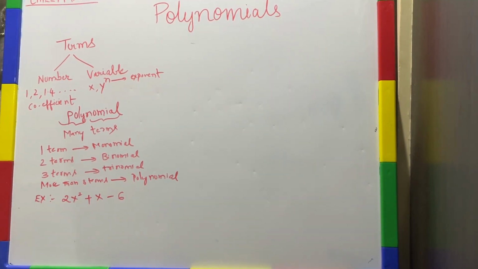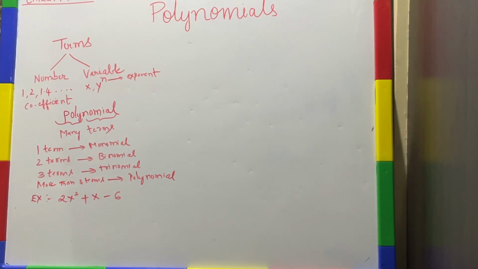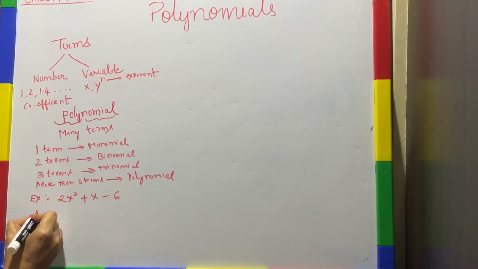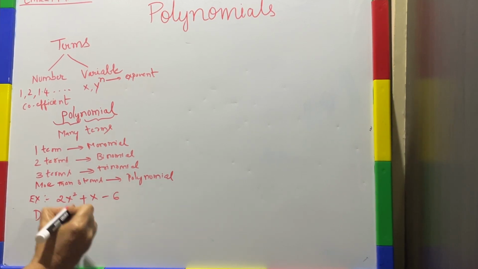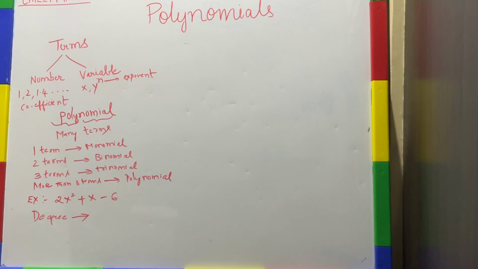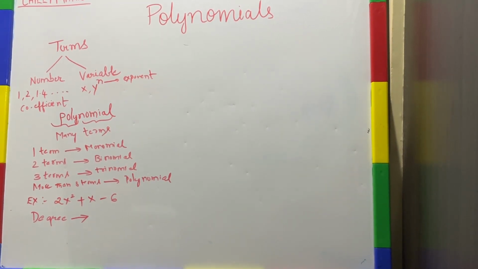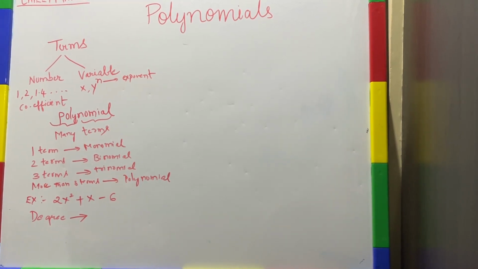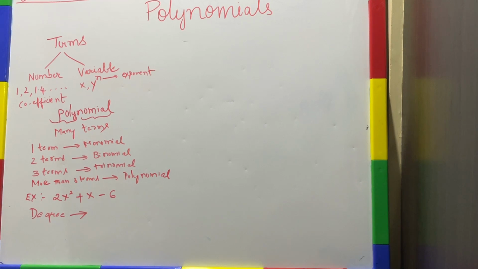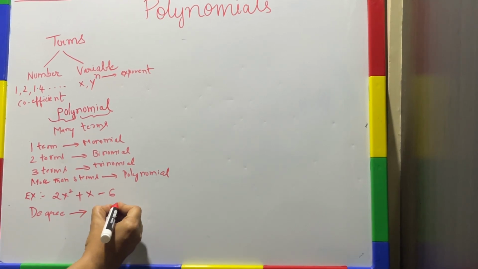Now we need to understand one of the important properties of polynomials called degree. So what is meant by degree? Degree means highest exponent of the variable within a polynomial expression. Now let's take some examples of terms where we identify what degree it is. So let's take an example like 6x to the power of 4.